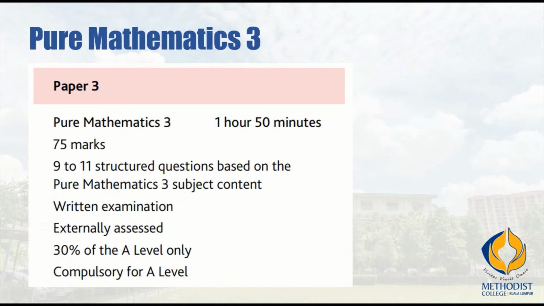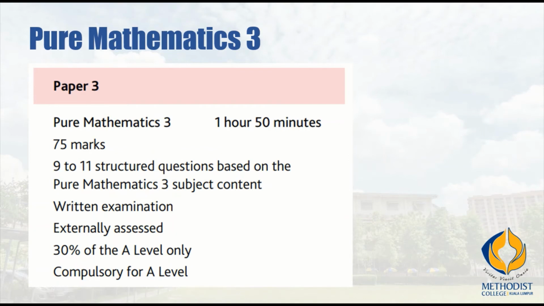The weightage for your Pure Math 3 is similar to your Pure Math 1. You have a paper of 1 hour 50 minutes, 75 marks, with 9 to 11 questions. This makes up 30% of your A level, the same as your Pure Math 1, which is 30% as well.